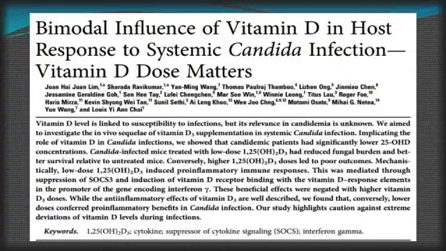Because vitamin D levels are linked to susceptibility to infections, this study decided to look at what happens with vitamin D and candida. And what they found was a bimodal response. And what that means is they found that people with candida tend to have a low level of vitamin D, and when you increased it, the ability to fight the candida increased.